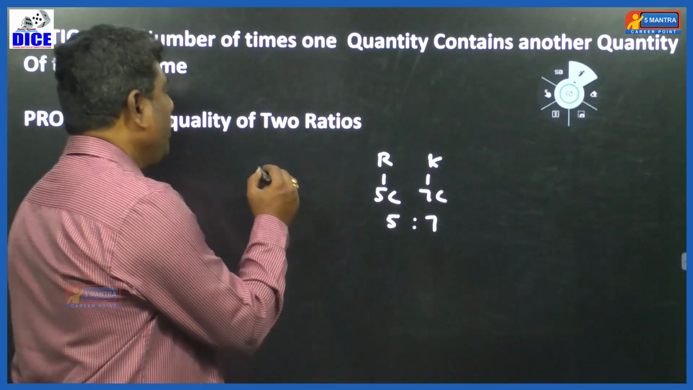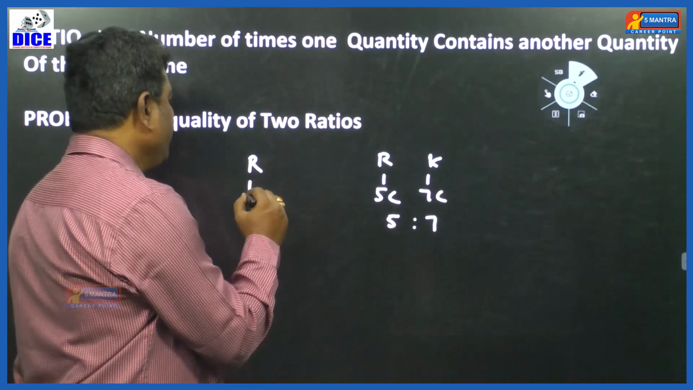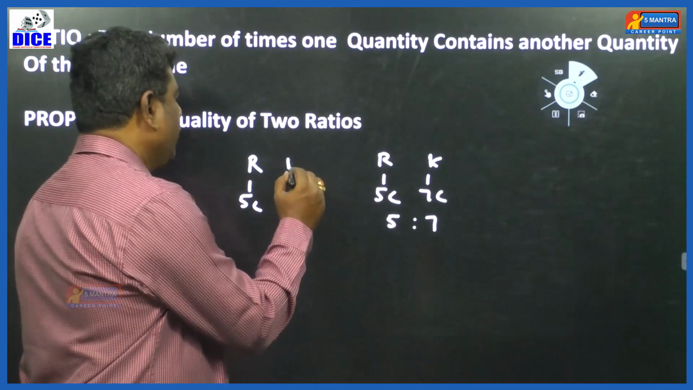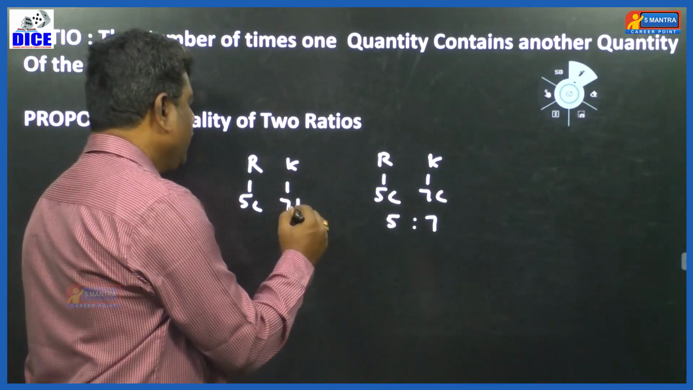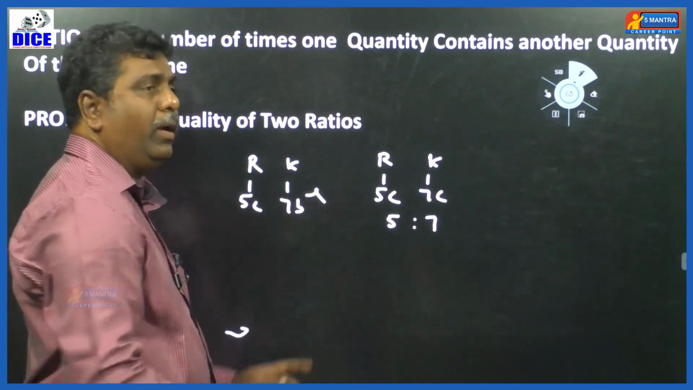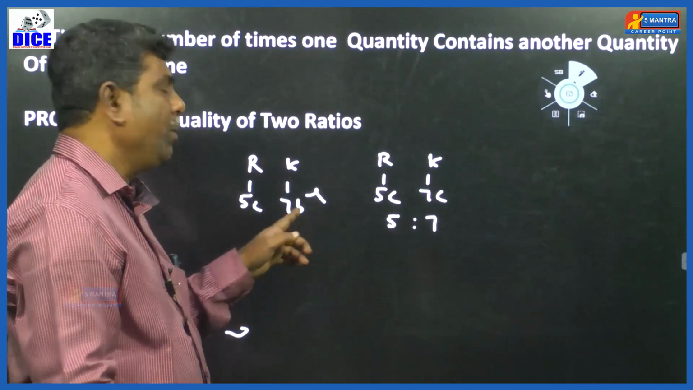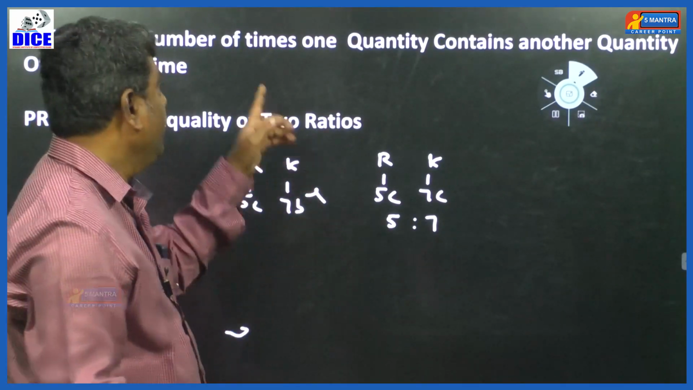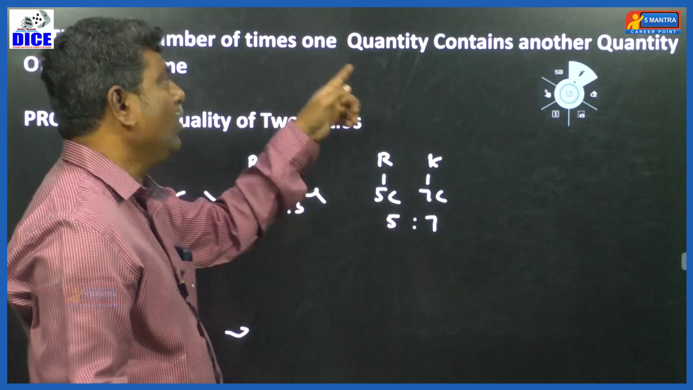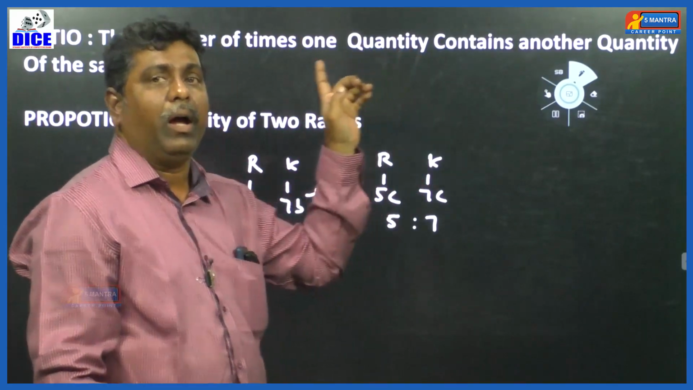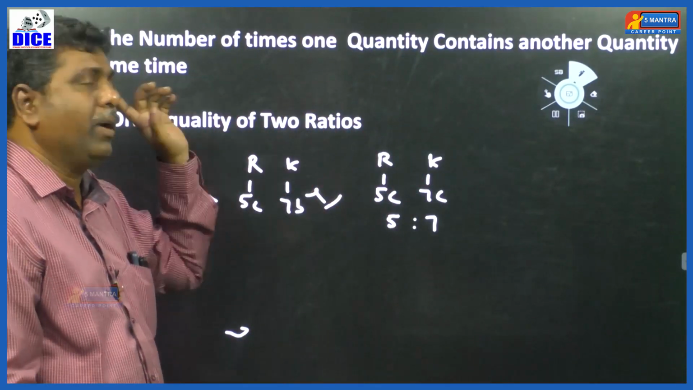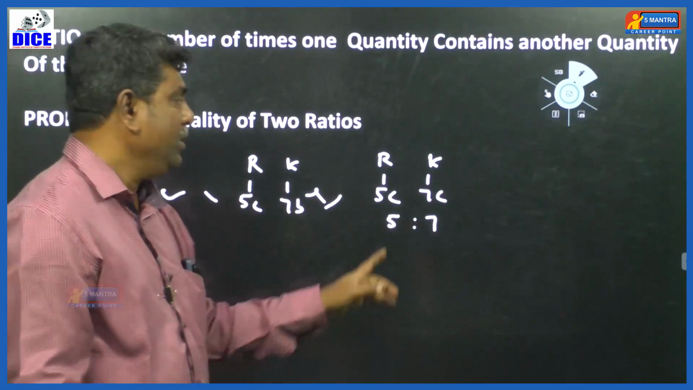Suppose Ramu has 5 chocolates, Krishna has 7 biscuits. Is it a ratio? It is not a ratio. Why? Because here one is chocolate and the other is biscuit. That's why it is not a ratio. A ratio means the number of times one quantity contains another quantity of the same kind.